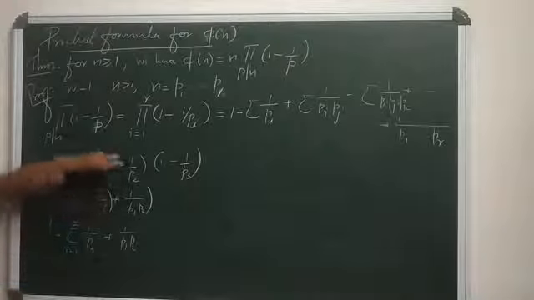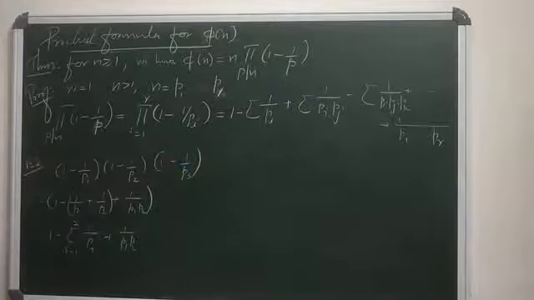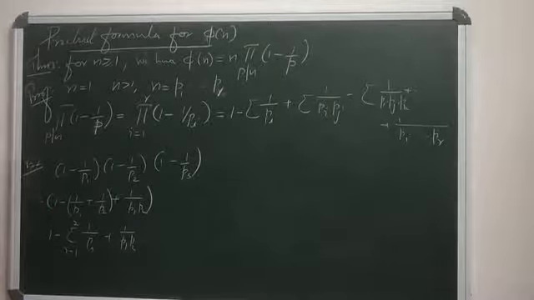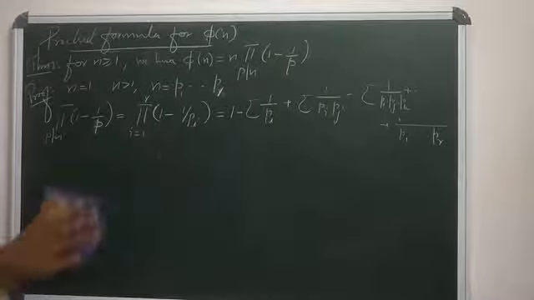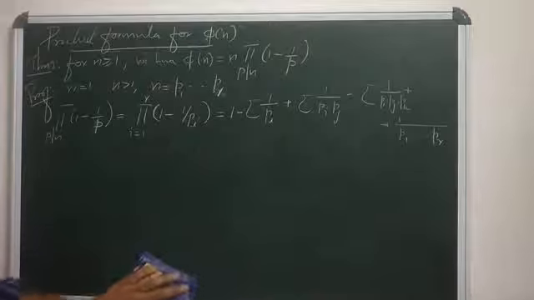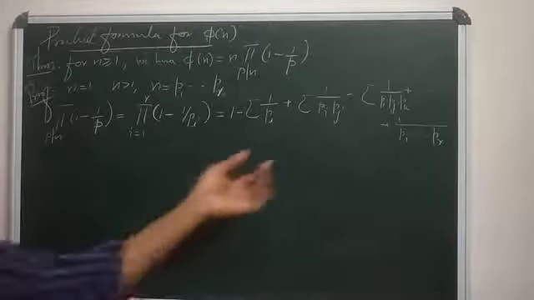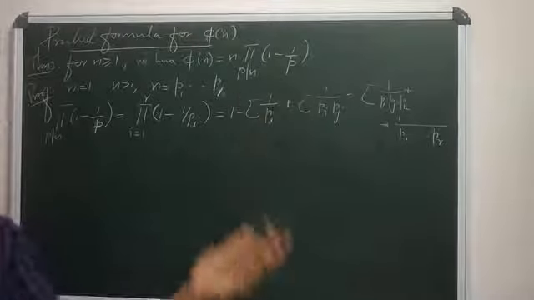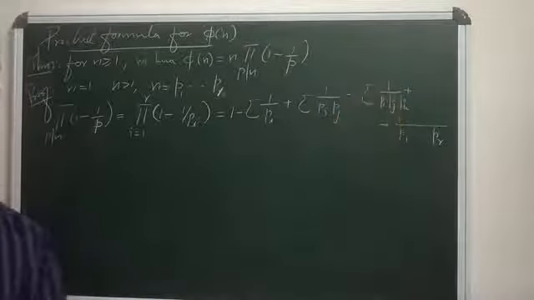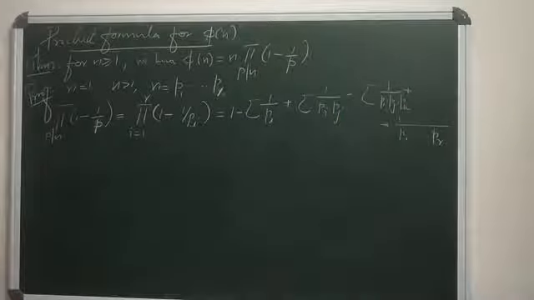Like this, you can expand this product. So you will have 1 minus sigma 1 by pi plus sigma 1 by pi pj minus sigma 1 by pi pj pk and so on. What is actually sigma pi pj? It means these two taken 2 at a time. Here these 3, pi pj pk, are taken 3 at a time, and so on.